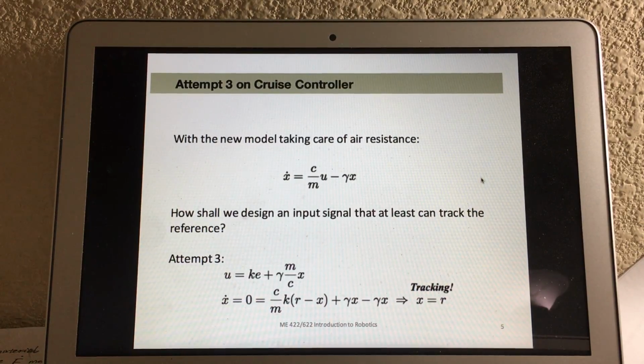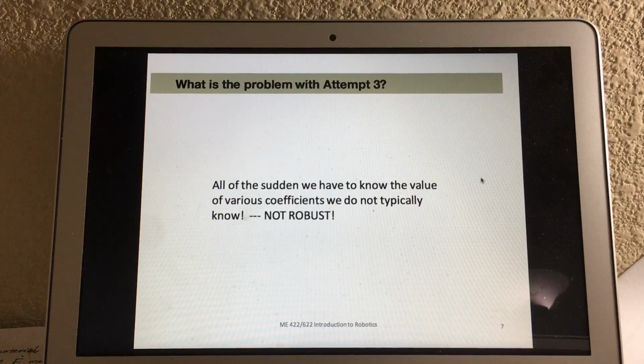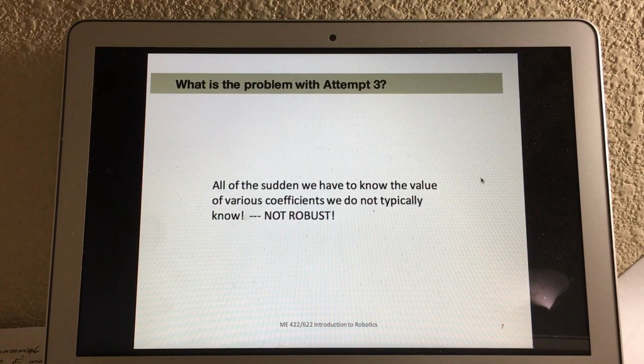That's exactly the problem. This thing is good on paper, but all of a sudden we have to know the values of various coefficients we do not typically know, and some of them are ever changing, right? For example, the mass of the car. When you have 1 person in the car, it's different from when you have a full load, 4 people in the car with the trunk filled with whatever groceries you get from Costco or whatever, right? So the problem with this model is it is not robust.